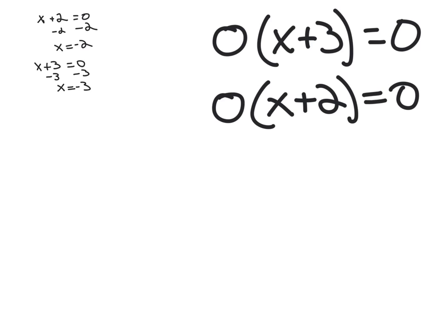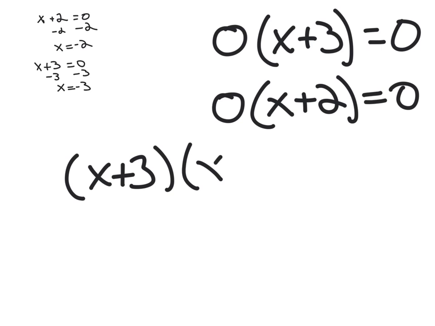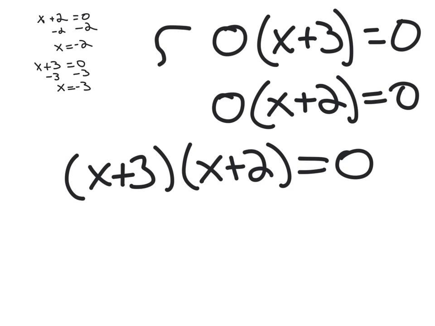But let's just look at a pair of binomials. Let's say we had x plus 3 times x plus 2, and we set that equal to 0. The question I would ask you is what values of x would make this true? Well, just like I showed you up here, we want to make each one of these equal to 0 in its own right.